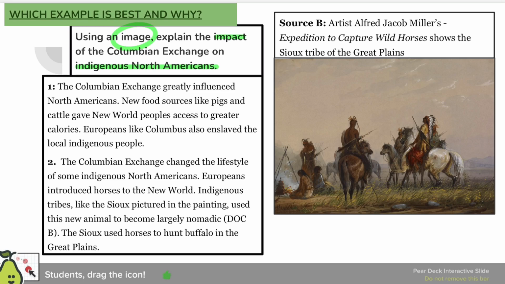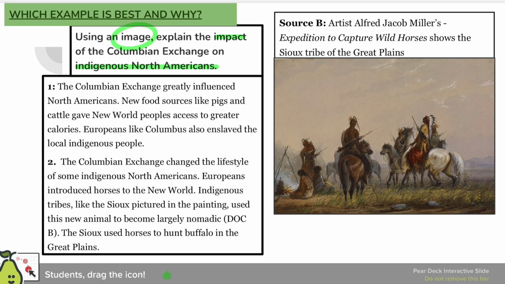So we are not talking about Africa. We are not talking about Europe. We are talking about effects of the Columbian exchange on Americans. That is the question that we're going to answer, and we have to use the document. Okay, so looking at these sample answers, I want you to read through number 1 and number 2, and I want you to tell me which one was the best answer and why it's the better answer that would get the point.